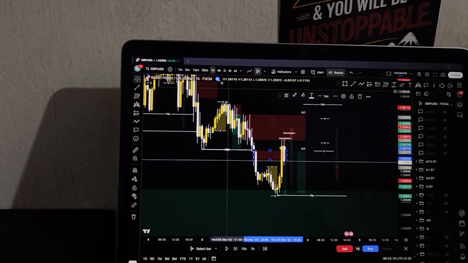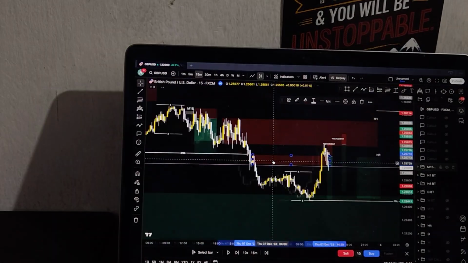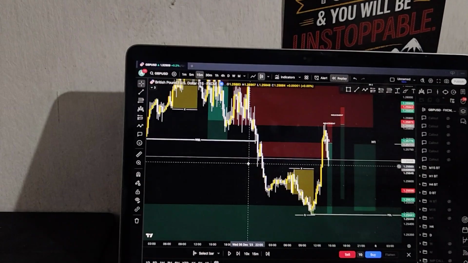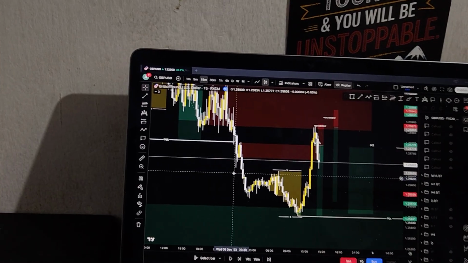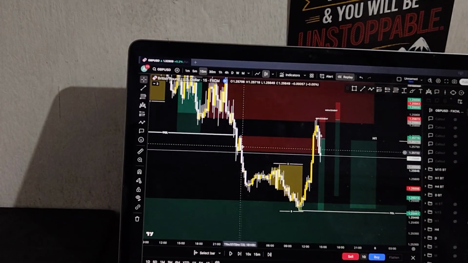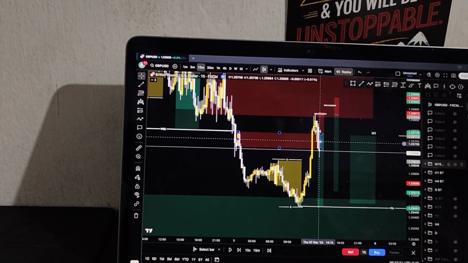M15, this supply zone, you may argue, why did you mark the supply zone? Because this was an M15 supply zone. The market can have its move even from here. Looking at the trend, strength of the trend, the volume is very important. Yeah, so this M15 supply zone, why did you trade?